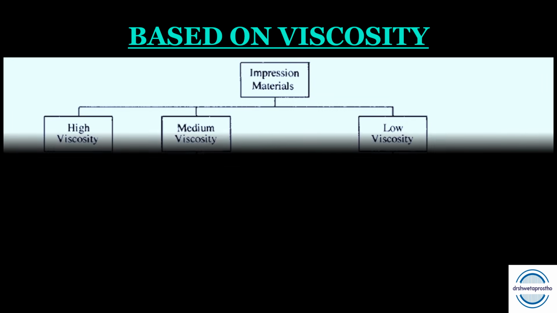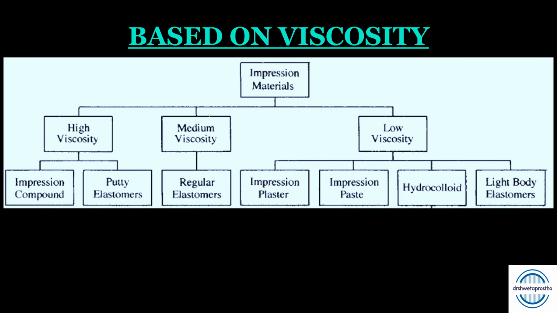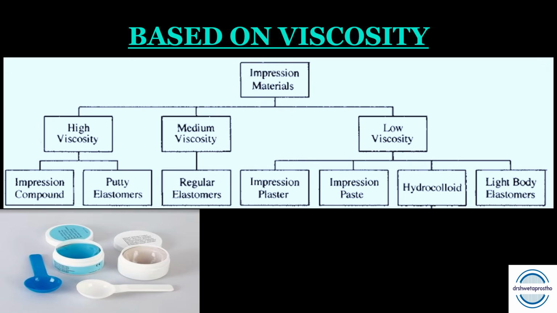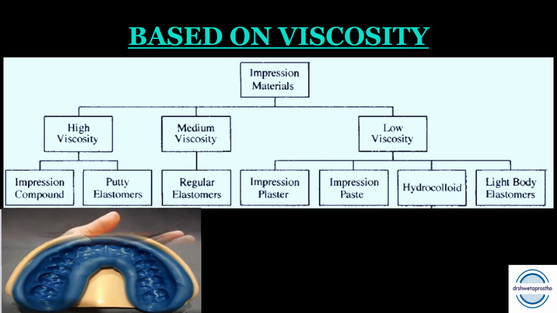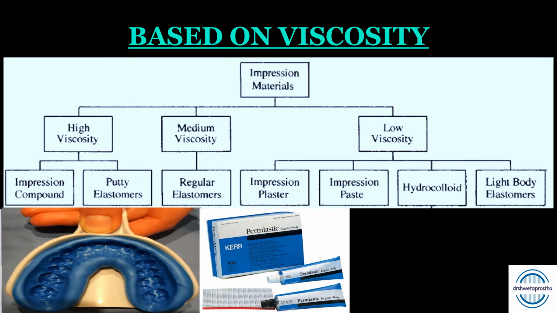Impression materials can also be classified based on viscosity. Viscosity is resistance to flow. Impression materials can be of high viscosity, medium viscosity, and low viscosity. Materials with high viscosity have very less flow. In this we have impression compound and putty elastomers. The base and the catalyst of the putty elastomers can be kneaded and then they are loaded onto the tray to make the impression. In the medium viscosity we have the regular body elastomers. They are available in two tube system.